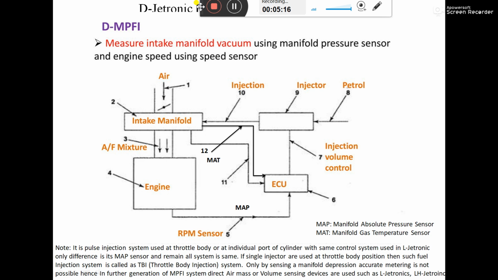But when we record the phenomenon with a high speed camera, you will see that after every pulse width there is a very negligible gap during which the injector stops its fuel injection. So in the true sense, throttle body injection is not continuous, but it is approximately continuous.